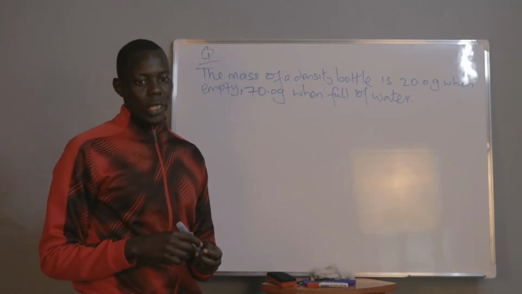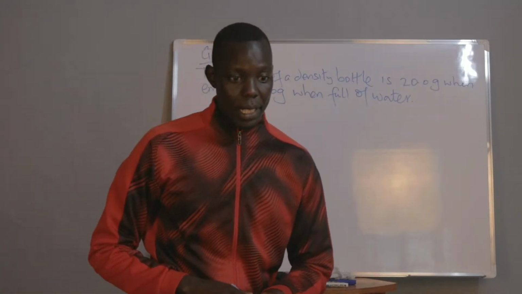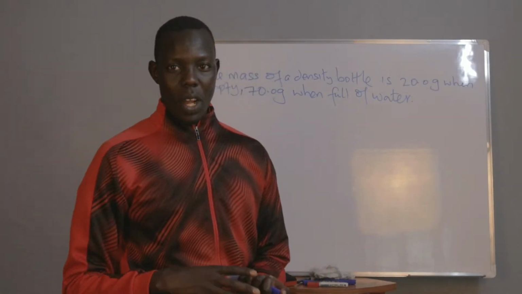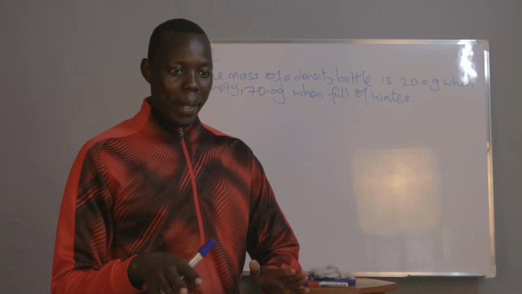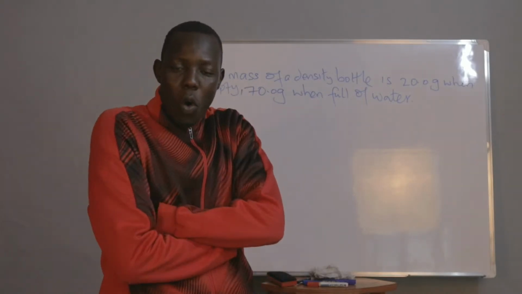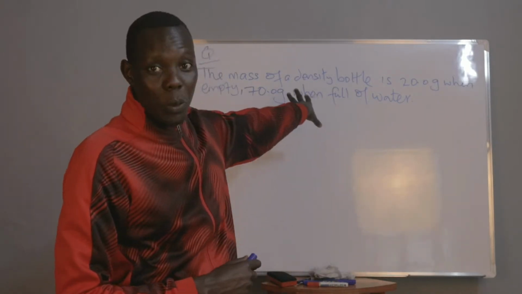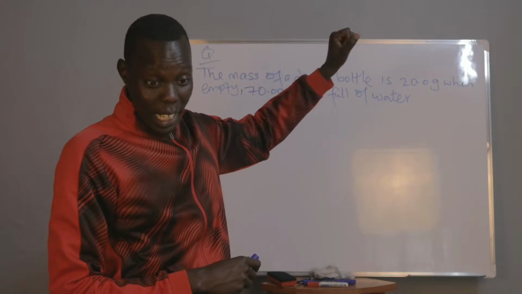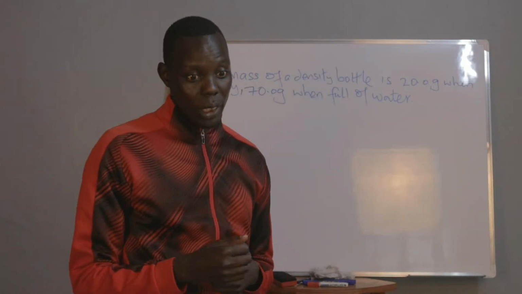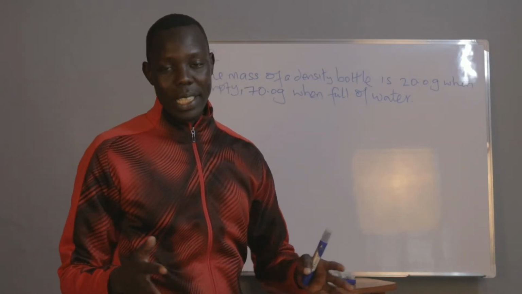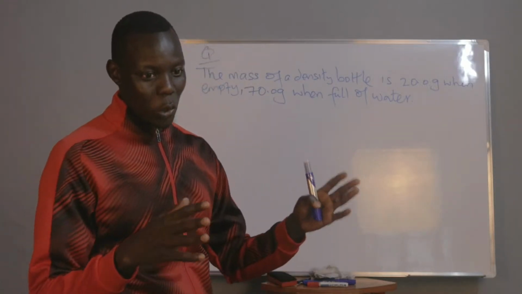After doing that, what conclusion can you bring? 70 grams when full of water. But remember, it is 20 grams when empty. What is the mass of water that can fill the density bottle? The 70 minus 20. So the mass of water that fills the density bottle is 50 grams. Let's continue with the question.